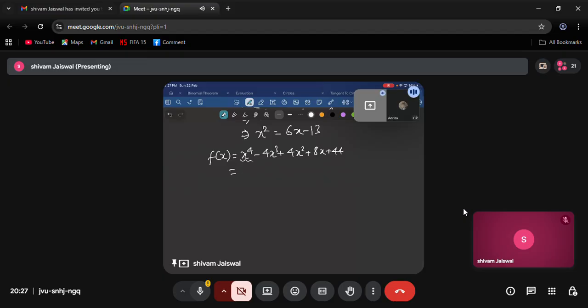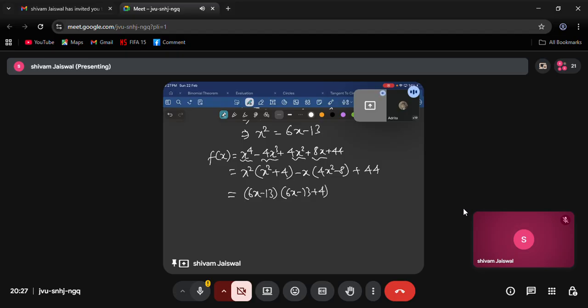So x to the power 4 and 4x square, take x square common. You are going to get x square plus 4. From these two, you take minus x common. You are going to get 4x square minus 8 plus 44. Now you substitute x square. x square is 6x minus 13. And over here, 6x minus 13 plus 4.